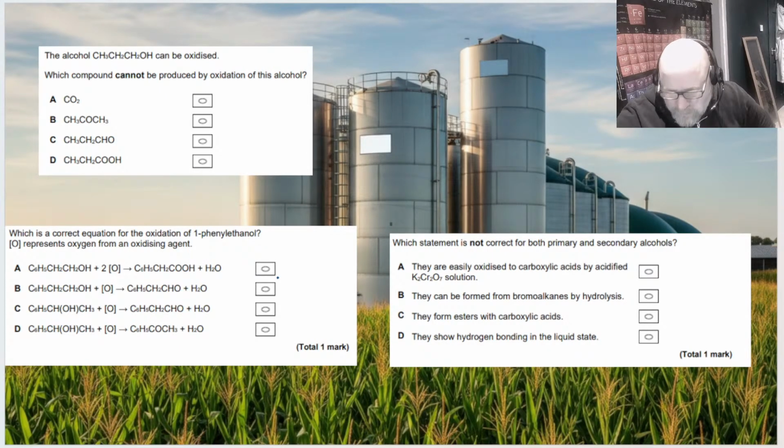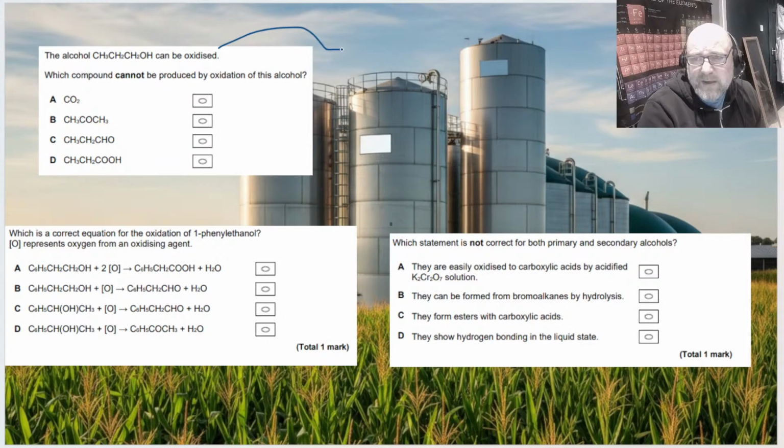An alcohol can be oxidized. Which compound cannot be produced by oxidation of this alcohol? Okay, so what this is asking you is we need to work out, is this a secondary, is it a primary, or is it a tertiary? So that is 1, 2, 3, that's propanol, isn't it? So what we want to do is say, if I oxidize propan-1-ol, what can't I make through oxidation? What's that? That's propanal.